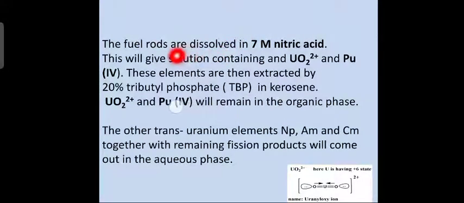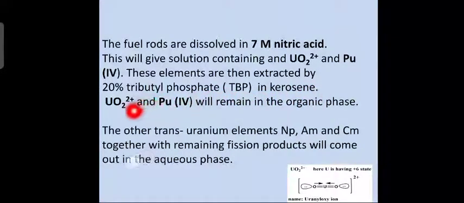Take the spent fuel rods and dissolve them in 7 molar nitric acid. This will give a solution containing UO2 2+. The uranium oxocation, UO2 2+, is formed, and plutonium in the 4th oxidation state. These elements are then extracted with 20% tributyl phosphate, in short TBP, in kerosene, which is the solvent.